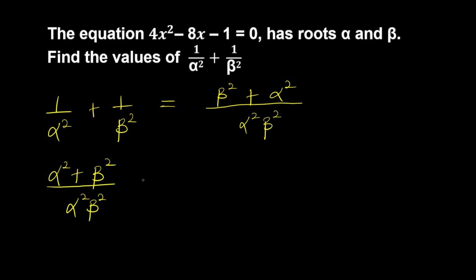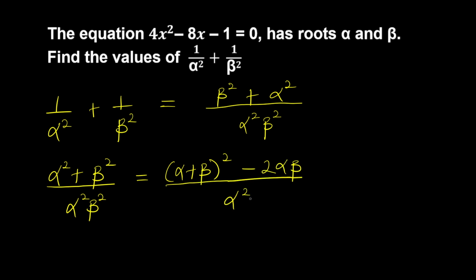beta squared, which will be equal to, note this, you must always represent your work in terms of sum of roots and product of roots. You can always apply the expansion to make this easier. Alpha squared plus beta squared is the same thing as alpha plus beta all squared minus 2 alpha beta, all over alpha squared beta squared. Now substituting the values becomes easier.